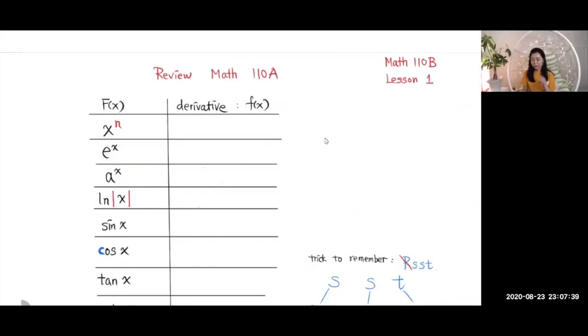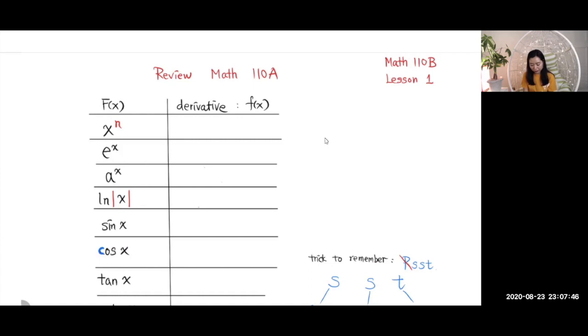Today we're going to start Math 110B, but first I'm going to review some of the formulas and rules we have covered in Math 110A, to refresh your memory. Okay, so let's review the duality of some of the functions that you encountered in Math 110A.